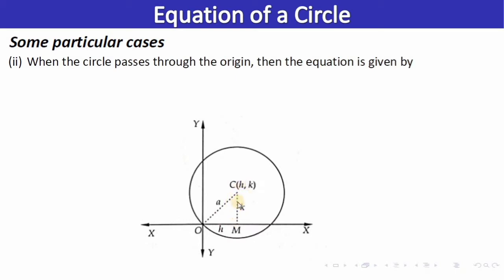h comma k. Now if you see here, we have a as the radius, and in this particular triangle, this a is my hypotenuse, right?